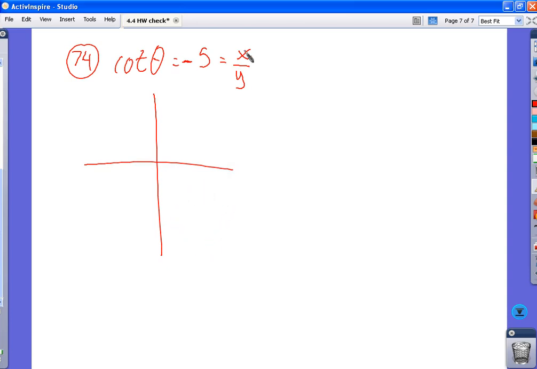Okay? This is x over y. We can think of it as negative 5 over 1. So this could be negative 5 comma 1, or it could be 5 comma negative 1. This point could be negative 5 comma 1. That would give us a cotangent of negative 5. 5 comma negative 1 would also give us a cotangent of negative 5. So they have to give us more information. They do. They tell us the sine has to be greater than 0. Where is the sine greater than 0? Up here, not here.